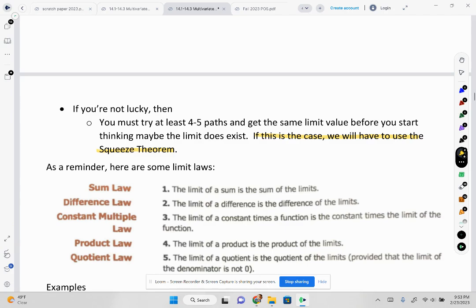You can't just say, I tried 4 paths and I got the same number, so that's my limit. It doesn't work that way, because you only tried 4 paths, and there are an infinite number of ways to approach one point on an xy plane. So trying 4 isn't really a whole lot of work when you compare that to infinity. Nobody's going to sit down and approach on an infinite number of paths, so we have to have a way to prove things, and we'll use the squeeze theorem. So we're going to go through a bunch of examples where we see all these different cases, like direct evaluation works, or algebra works, or the paths work, or polar coordinates work, or we end up using the squeeze theorem.